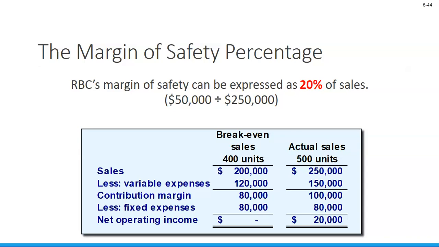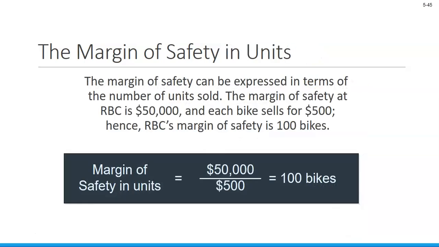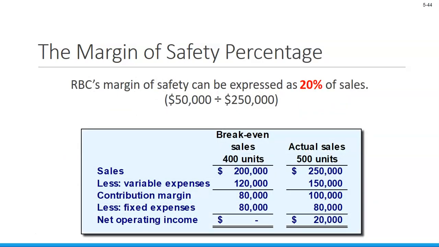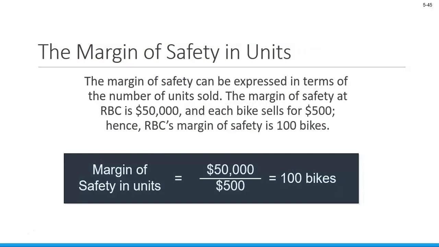So then when we're calculating in units, we can look at the number of units sold. So the margin of safety is 50,000, and each bike sells for $500, so our margin of safety is 100 bikes. So we can look at it as the total number of bikes. We can also look at it as a percentage. When we use that 20%, then we can use that to calculate what our margin of safety is at different sales methods and how that affects our operating income.